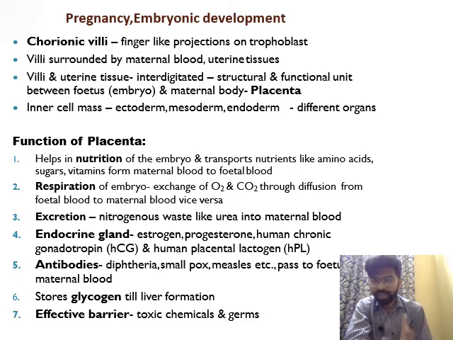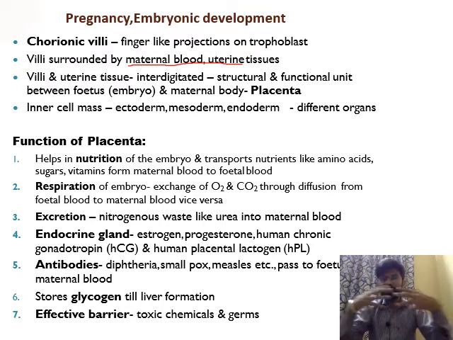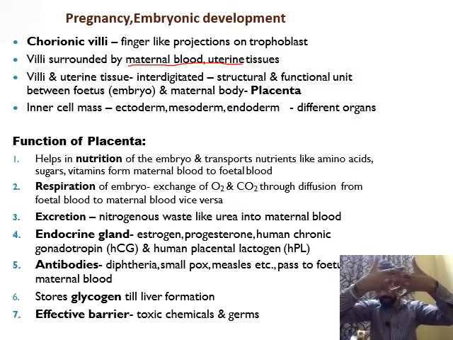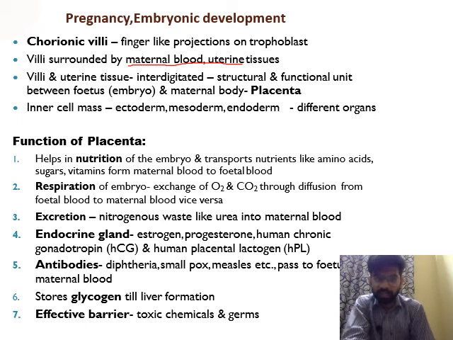Chorionic villi are finger-like projections on the trophoblast layer. The villi are surrounded by maternal blood and uterine tissue. The villi and uterine tissue get interdigitated, meaning they get intercrossed, and a structural and functional unit forms, which is termed the placenta.